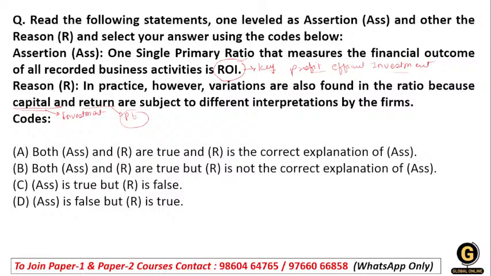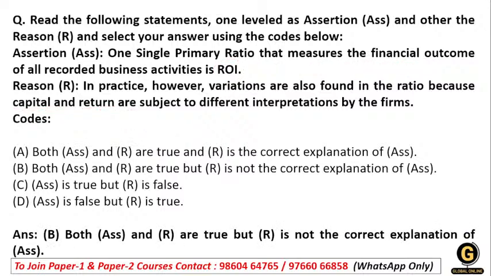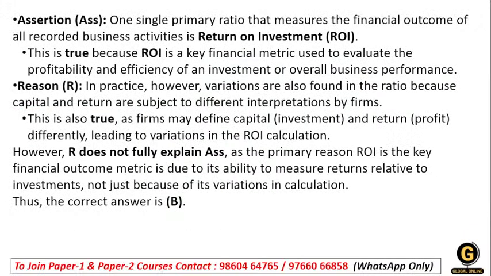So that's why the assertion is true and the reason is also true, but you can see over here that the assertion and reason do not match with each other, because the reason is not giving the exact explanation for the assertion, as given in our question paper. So both are true but not correctly explained by each other.